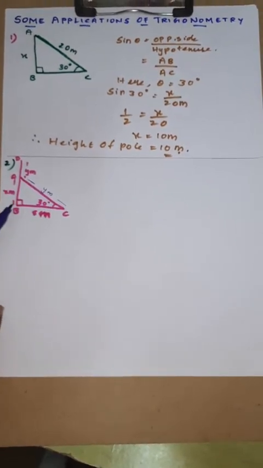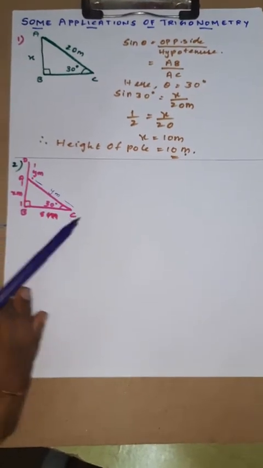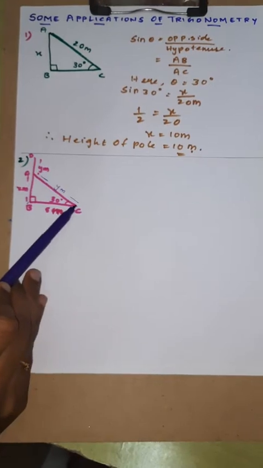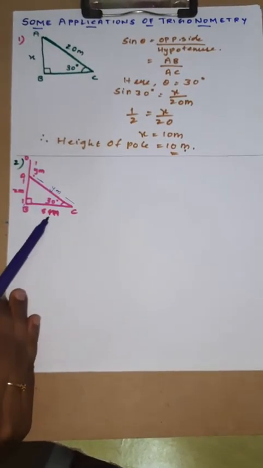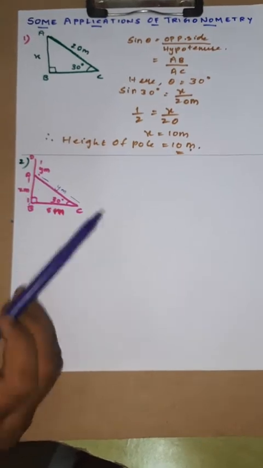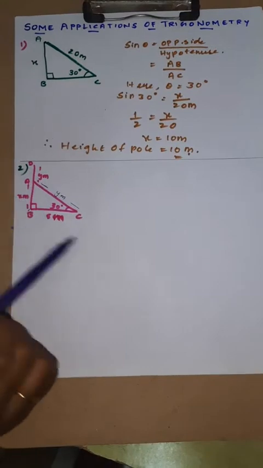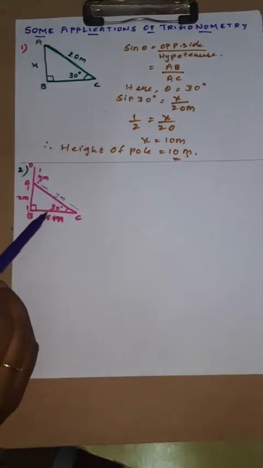The distance between the foot of the tree and the point where the top of the tree touches the ground is 8 meters. So this is the tree. Hence, this is the foot of the tree and this is the point where the top of the tree is touching the ground. So the distance between them is given as 8 meters. Find the height of the tree. We have to find the height of this whole tree. Okay. So this made a triangle as it is, and then we have to find the height of the tree.